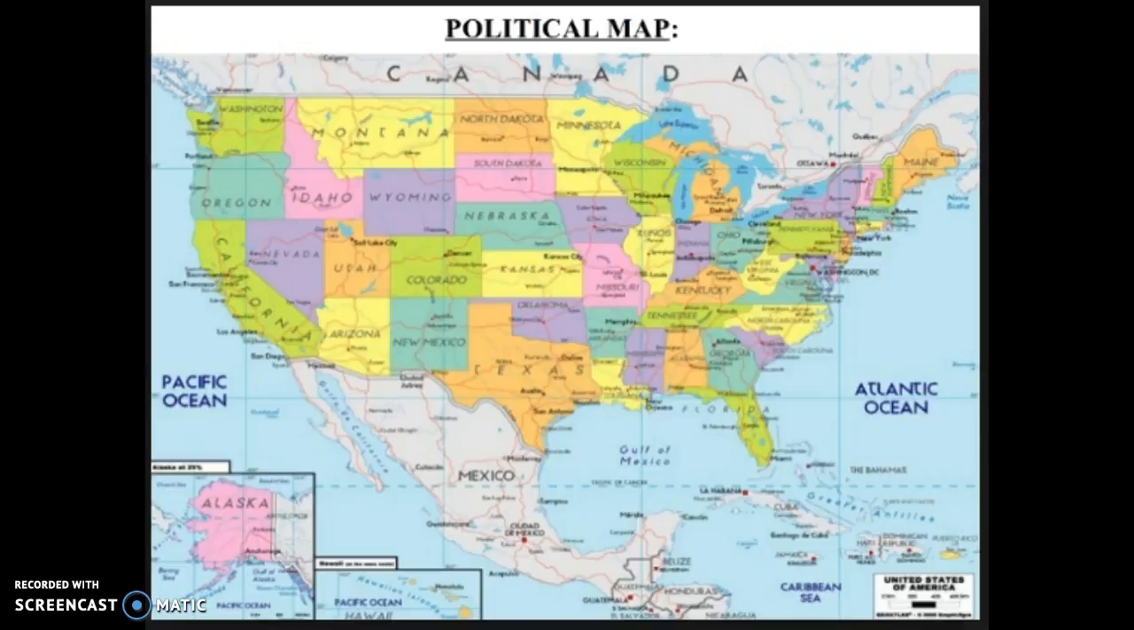We have a political map of the United States, which can come in handy because, reminder, we do have a map quiz that's scheduled for Friday. That's going to test you on the United States. Make sure you're familiar with your mental map.